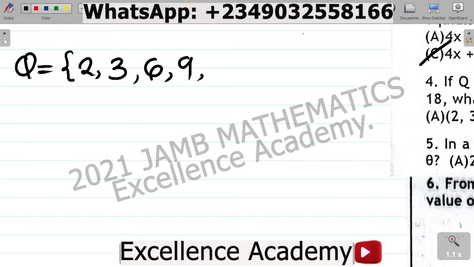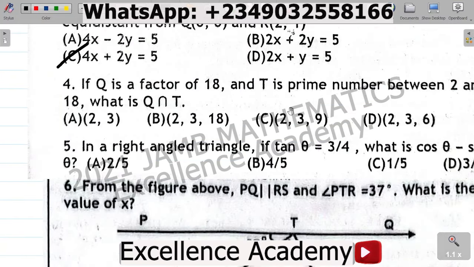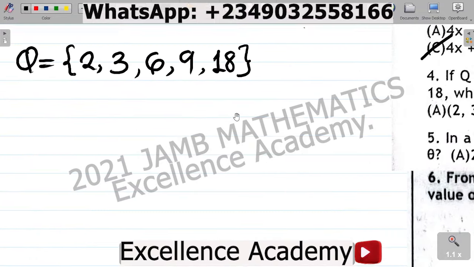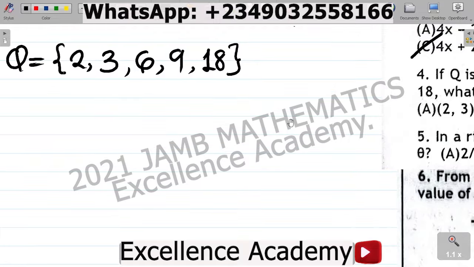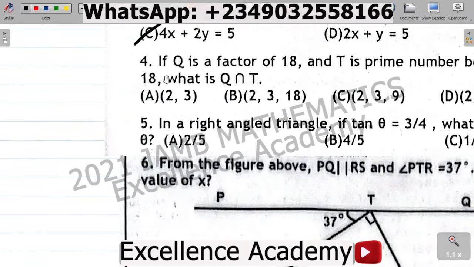Then 10 is not there, 11, 12, 13. Next thing you have is 18, all right? You have 18 there. So we want to put 1 as a factor, all right? In fact, some want to put 1, but you don't really put 1 because 1 can literally divide anything. You don't really consider 1. So that's for the factors of Q.